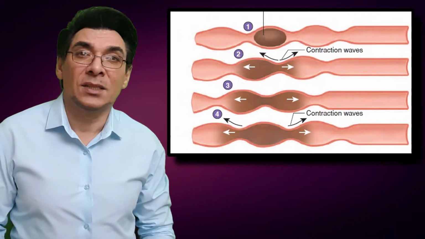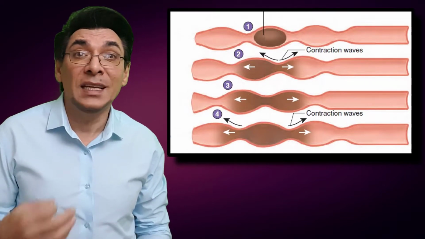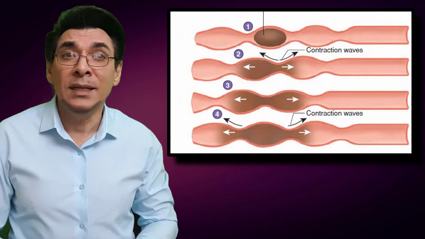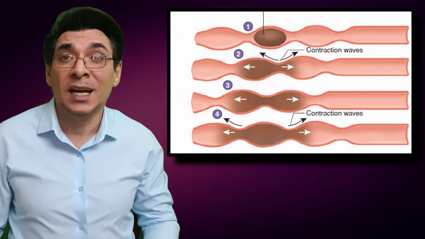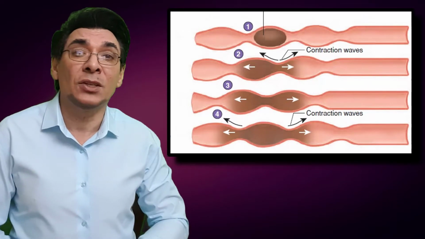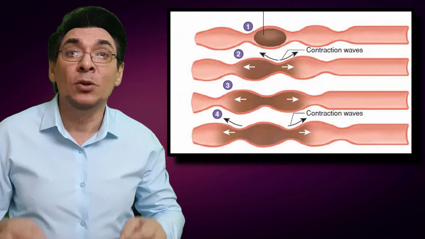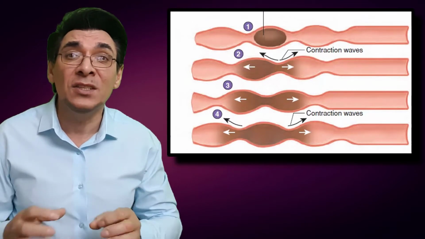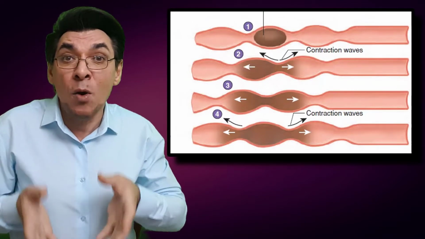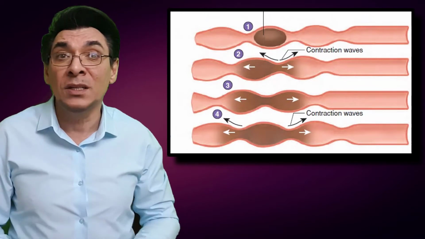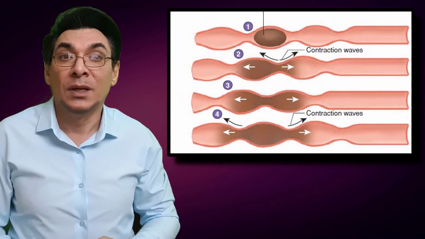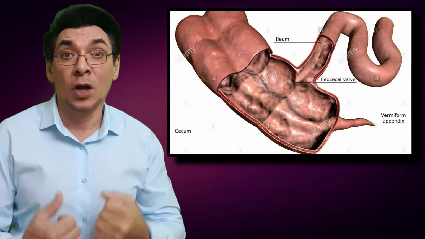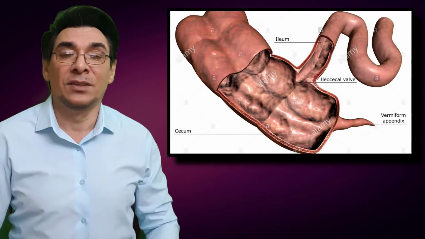The ileocecal sphincter at the juncture of the ileum and the large intestine remains mildly contracted most of the time, but peristaltic contractions reaching the ileocecal sphincter from the small intestine cause the sphincter to relax and allow chyme to move from the small intestine into the cecum. The ileocecal valve prevents movement from the large intestine back into the ileum.